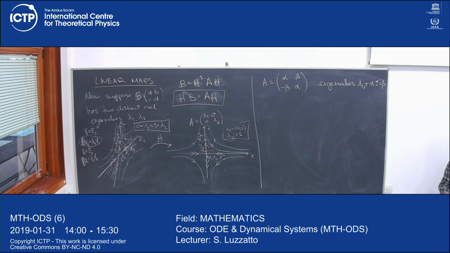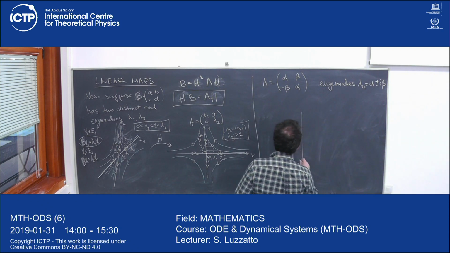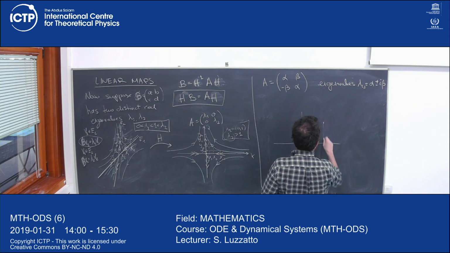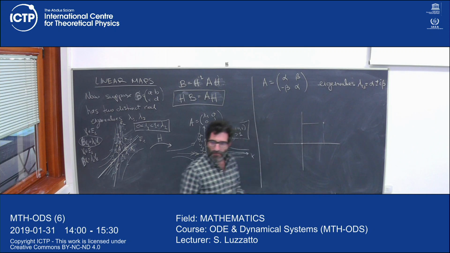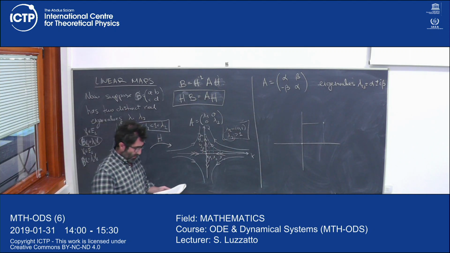So what is the dynamics of this? You know what the dynamics is of this? Just two eigenvalues. Yes, but what is the dynamics of this? Take a point here. It's a spiral, right? So yes.